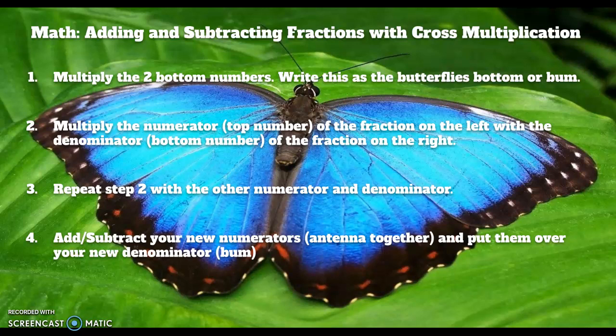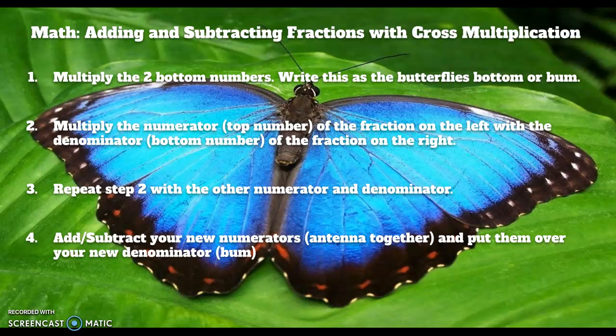First thing we do is we multiply the two bottom numbers together. This becomes that butterfly's bottom, and that's going to be our common denominator. Next, we multiply the numerator, or the top number of the fraction on the left, with the denominator, or bottom number, of the fraction on the right. So we're making this diagonal motion. And then we repeat step 2 with the other numerator and other denominator. So we'll be starting on the right, going to the left.